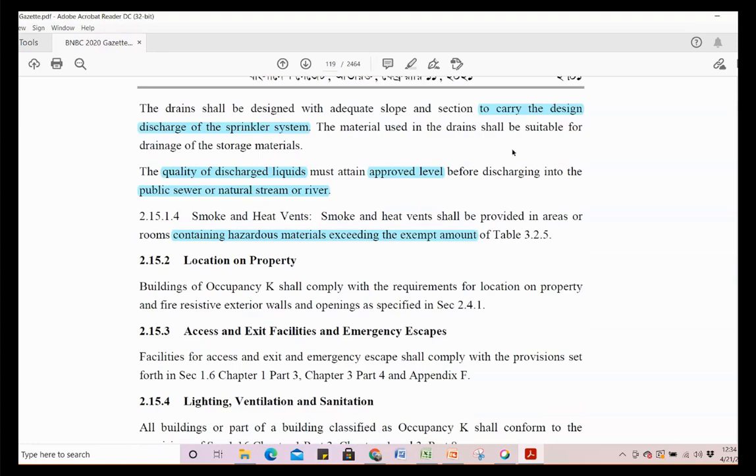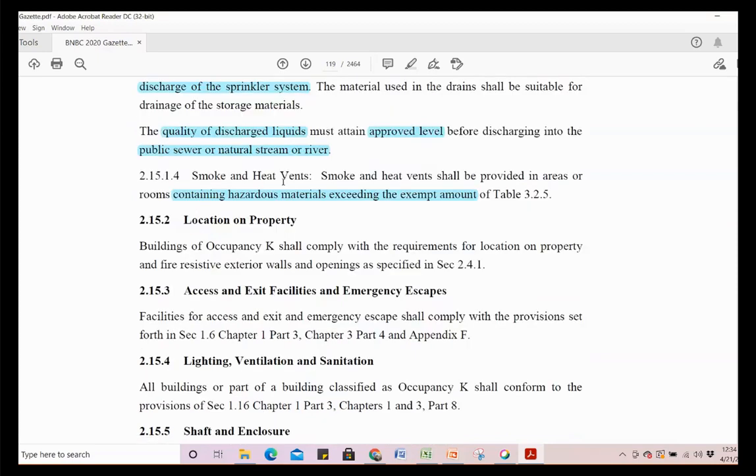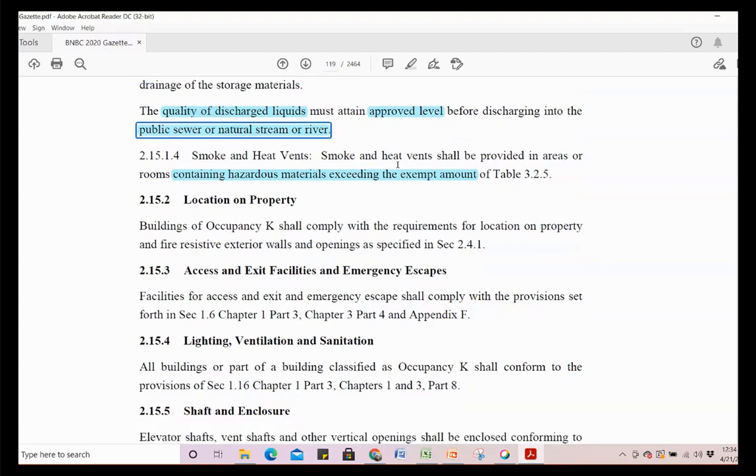Fire protection water. The drainage system must be designed in a manner so that in case of fire, when the sprinkler system is on, it has to carry the discharge of sprinklers. That must be considered in designing the drainage system. The quality of discharge of liquids must be of approved level before discharging it to sewer, natural system, or river.